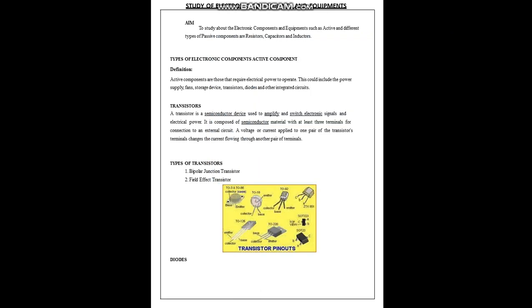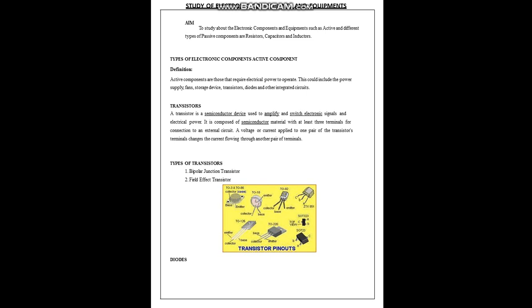In this video, I am going to discuss the study of electronic components and equipment. The aim is to study the electronic components and equipment. There are two types of components: active and passive. In passive, the types are resistors, capacitors and inductors. Types of electronic components: first we are going to see the active components.